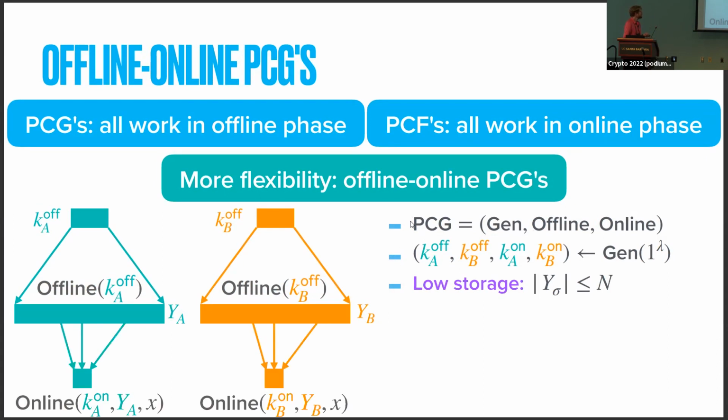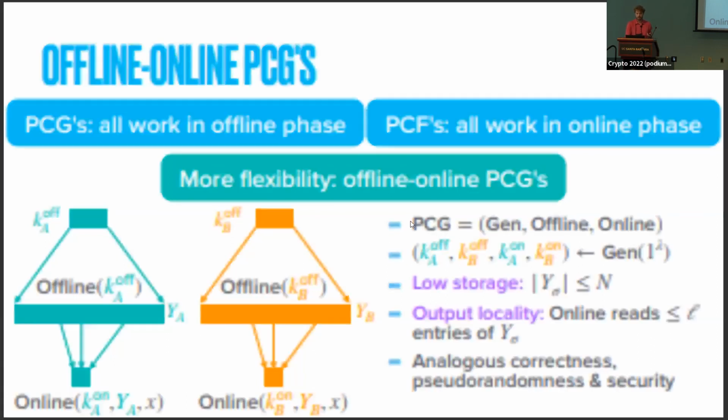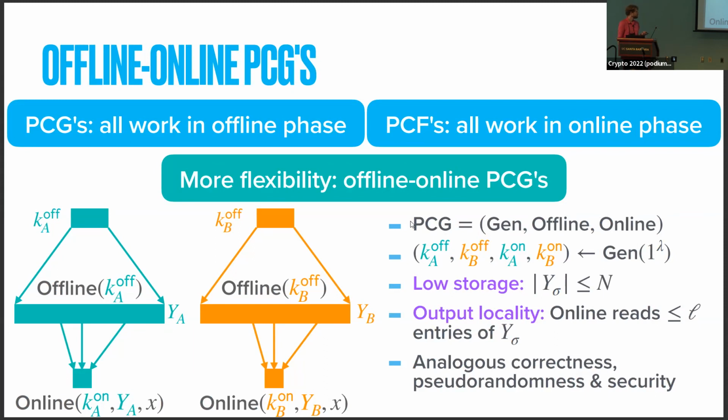But now when Alice and Bob need a correlation from the desired target correlation, they can run a very, very fast online algorithm. In particular, we'll be targeting algorithms that have nice locality properties. So they might only read, say, I guess our best construction theoretically gets like 40 entries that need to be read from the offline material. Okay, so this is more efficient than a typical eval operation for a PCF. And again, analogous correctness, pseudorandomness, and security guarantees.